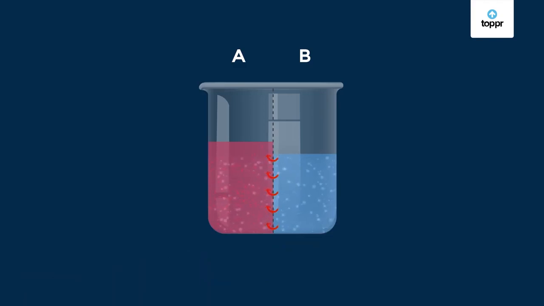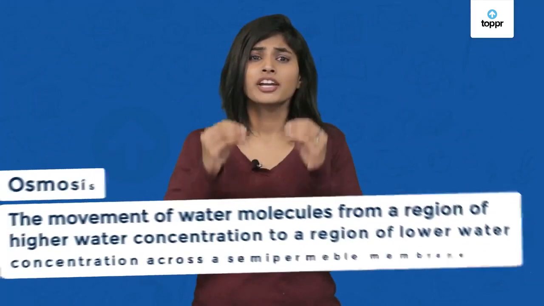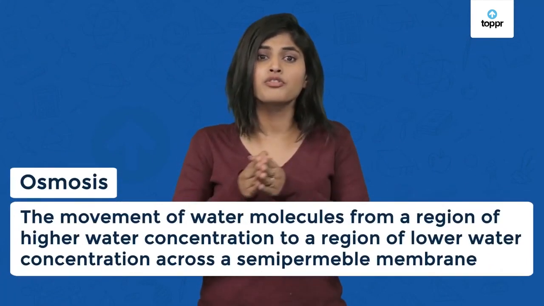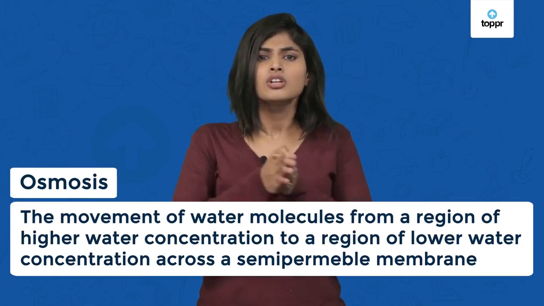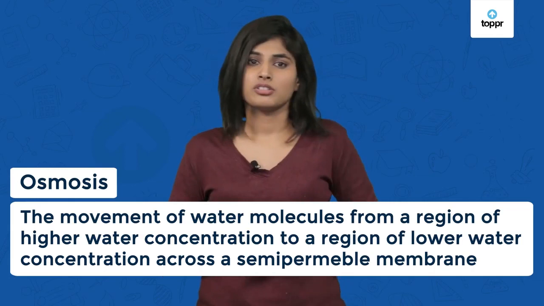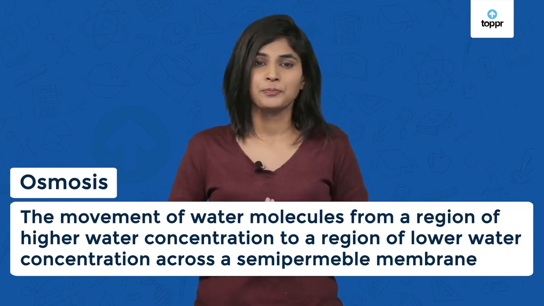We use a special term for this type of movement of water. It is called osmosis. We can define osmosis as the movement of water molecules from the region of higher concentration to the region of lower concentration across a semi-permeable membrane. Let's see how osmosis happens inside a cell.